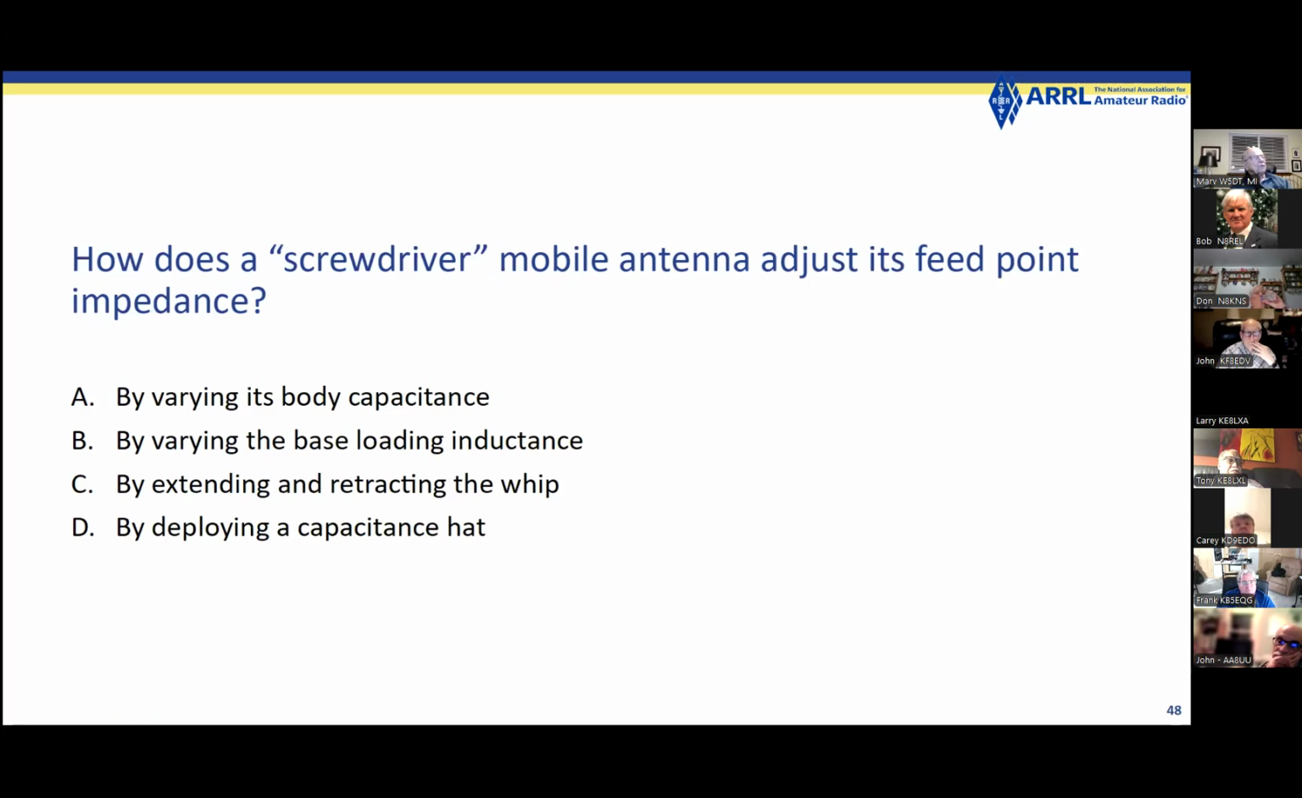How does a screwdriver mobile antenna adjust its feed point impedance? By varying its body capacitance, by varying the base loading inductance, by extending and retracting the whip, by deploying a capacitance hat. Bravo. Yeah, by varying the base loading inductance.